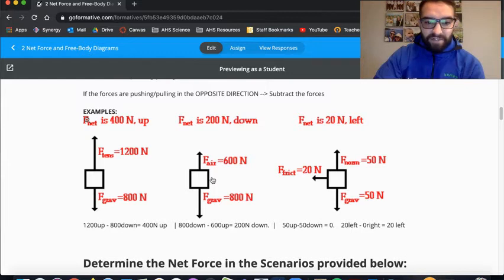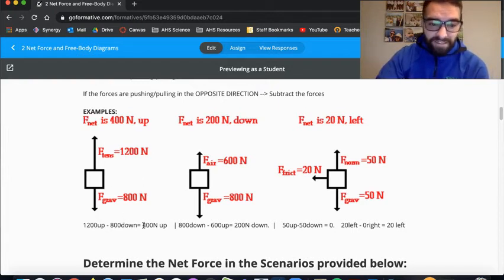This middle scenario here, okay, we have air resistance going up at 600 newtons, force of gravity going down at 800 newtons. And so 800 down minus 600 up leaves you with 200 newtons going down. So this object is falling. Okay. Again, this is telling us about the motion.